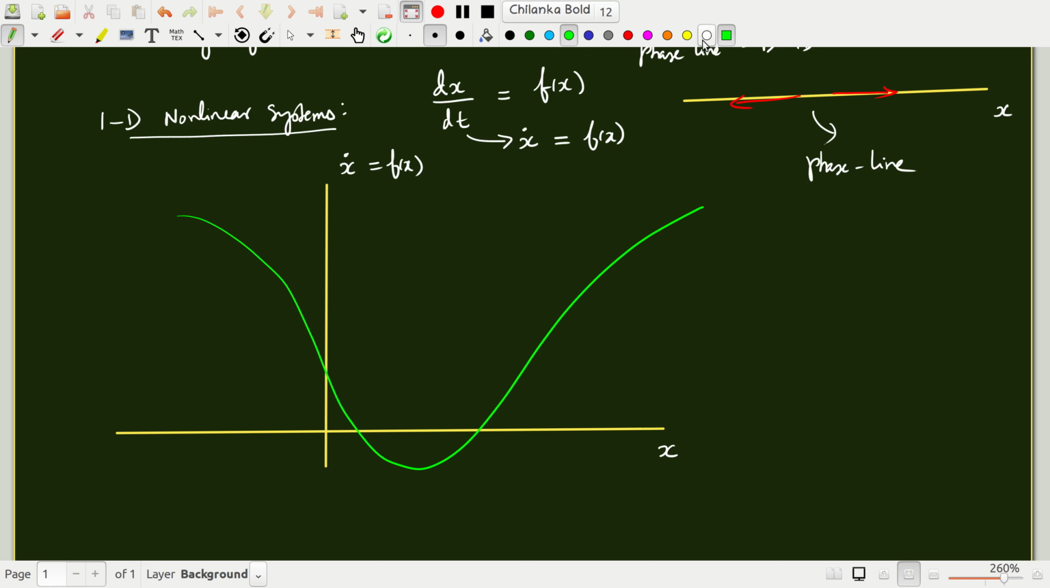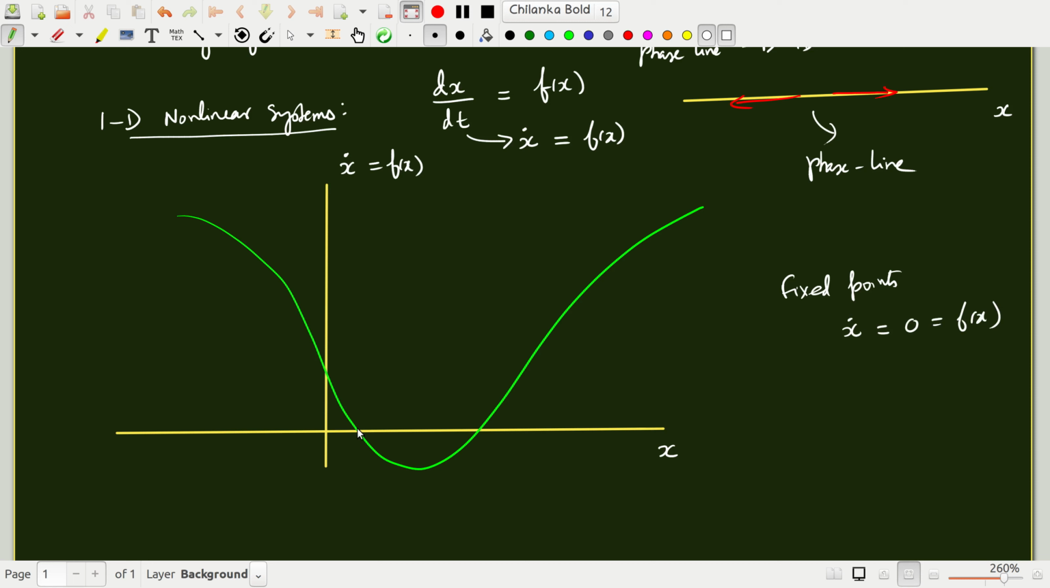Now the points at which x dot is 0, where the function f of x crosses 0, these are called fixed points, because x dot is 0 at these points. But x dot is f of x, so if x dot is 0, then f of x must be 0.